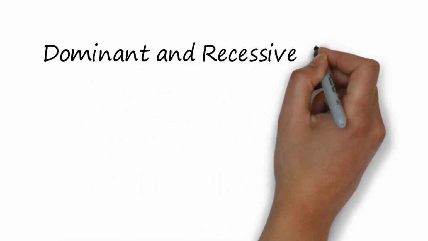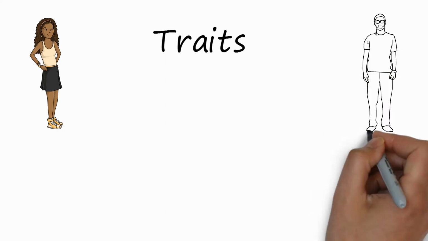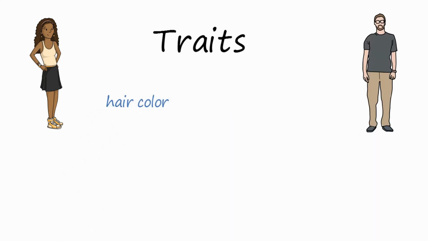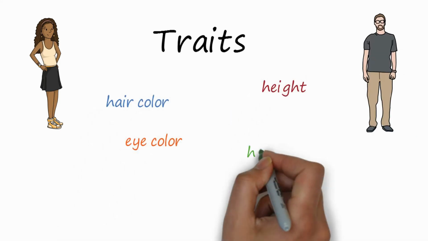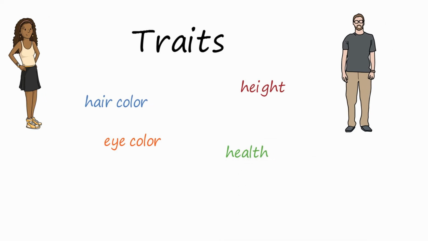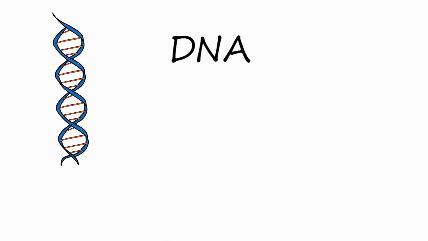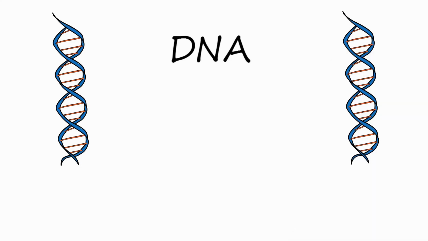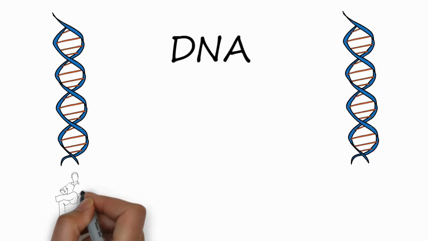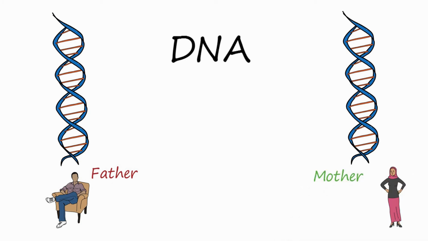Let's look at what we call dominant and recessive traits. Sometimes we look like our parents, sometimes we have the same traits as our parents, and sometimes we have different appearance. Things like hair color or eye color. Even our height and health can depend on what traits we get from our parents. When we talk about traits, we get them through our DNA. Our parents pass on genes which determine our traits. We get half of our traits from our father, and the other half we get from our mother.